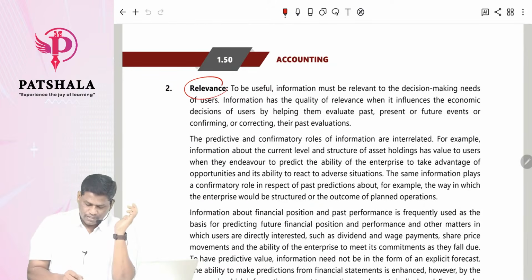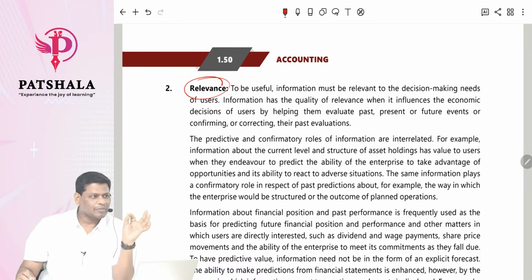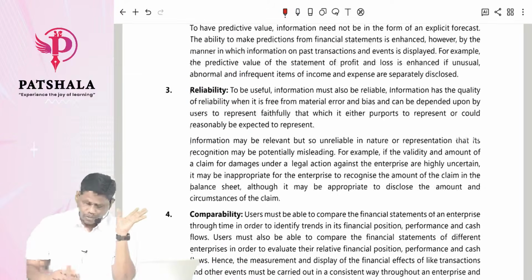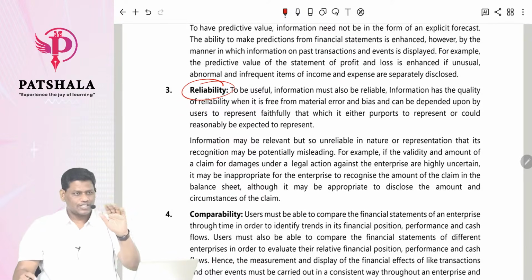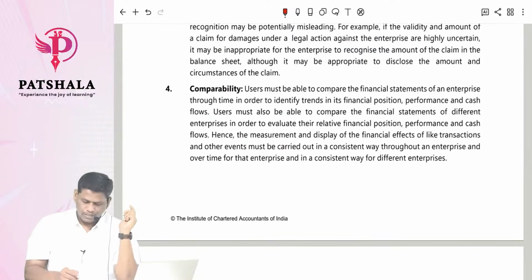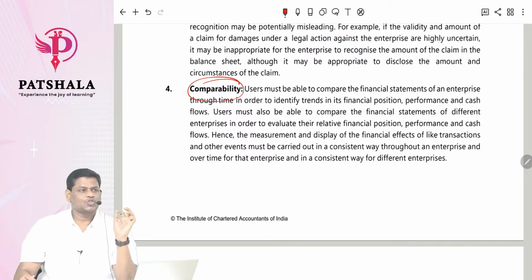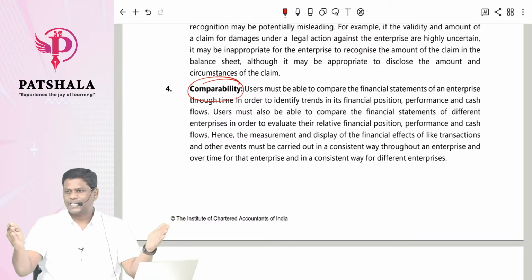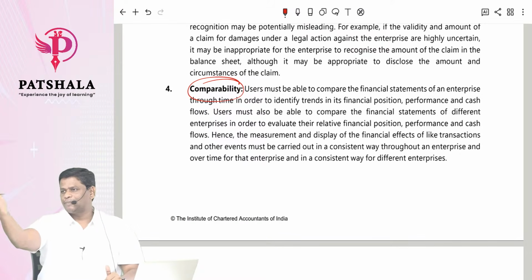Next, relevance. If you follow this, only relevant information will be given, irrelevant information will not be given. Reliability. Whatever statement we pass here, whatever figures we present here, whatever output you get, profit or loss position, blindly I can rely on it, because it gives only the relevant information. Comparability. Comparison is always among equals. Comparison is never among unequals. Where everyone follows the same standard set of rules and regulations, I can compare with you, you can compare with someone.